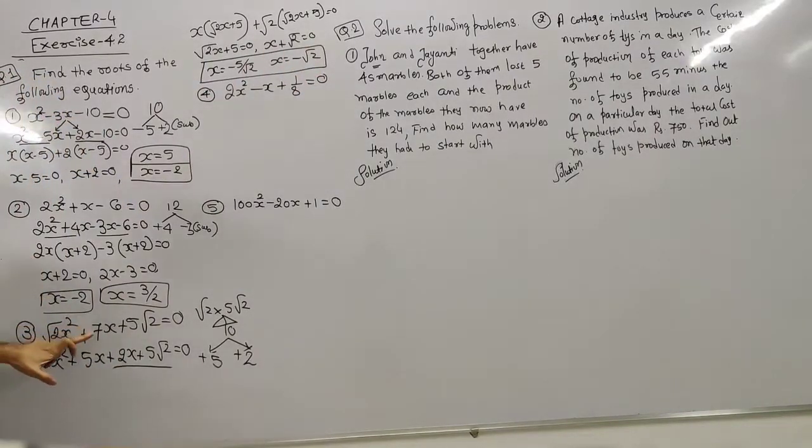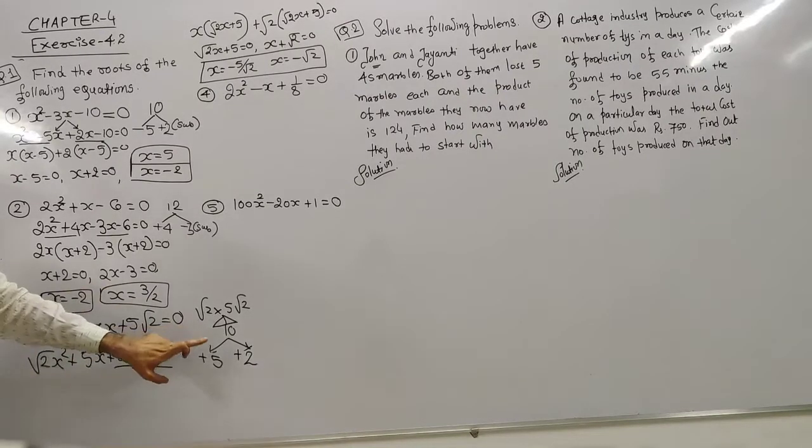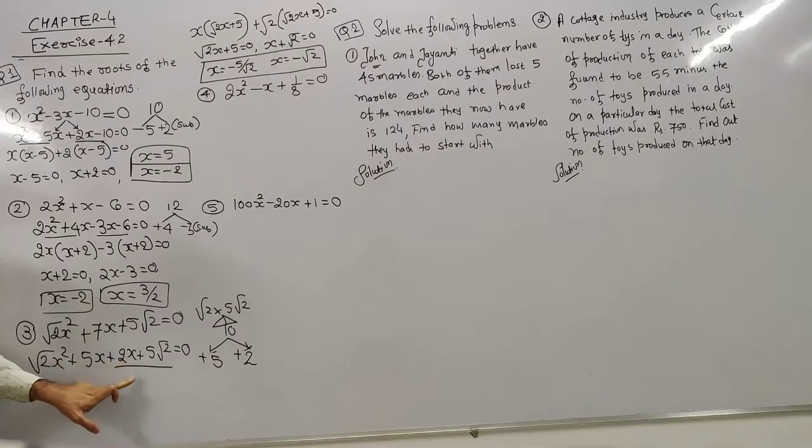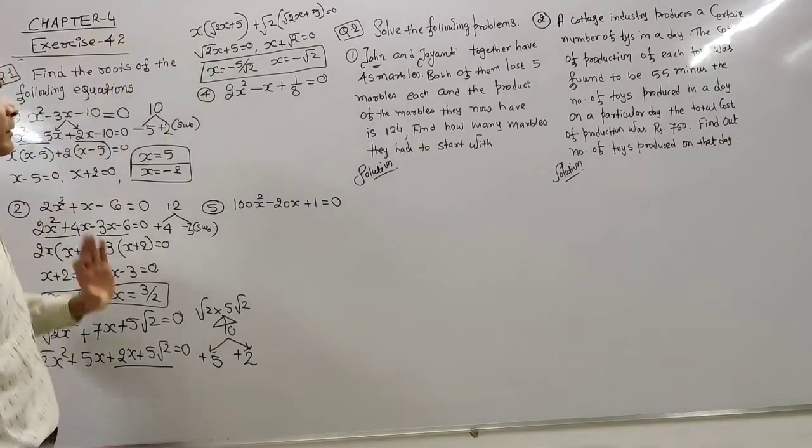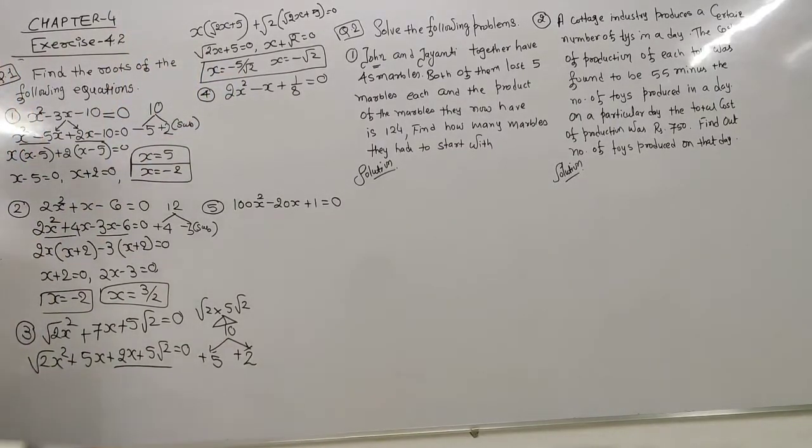So divide 10 into 2 parts such that the addition is 7x. Then use the common factor method and find the value of x. And they are the roots of this equation. Well, now question number 4.